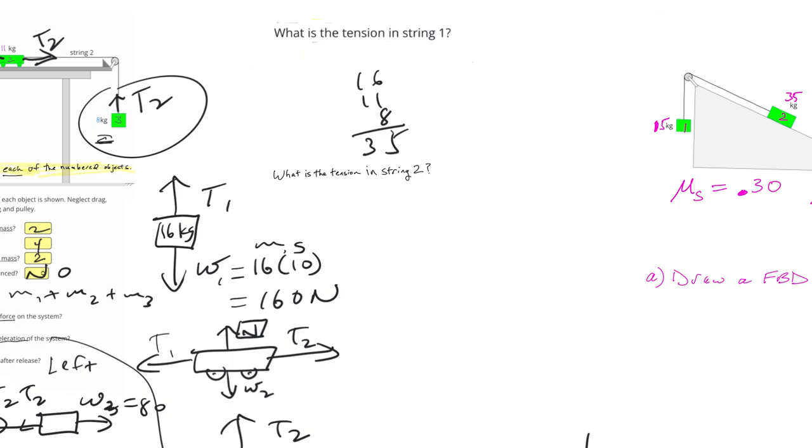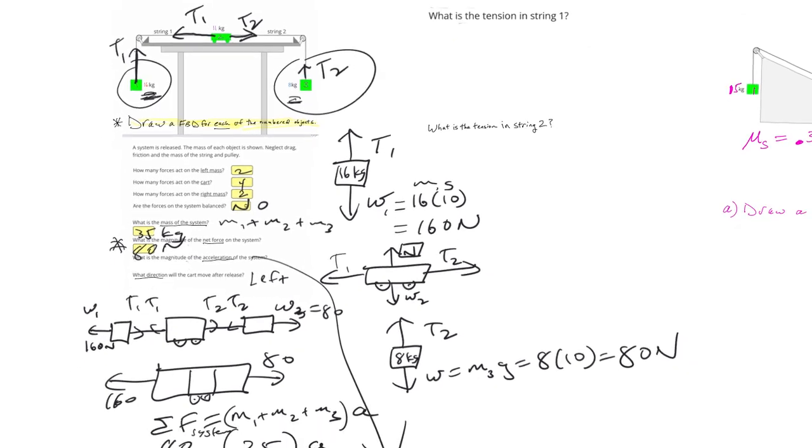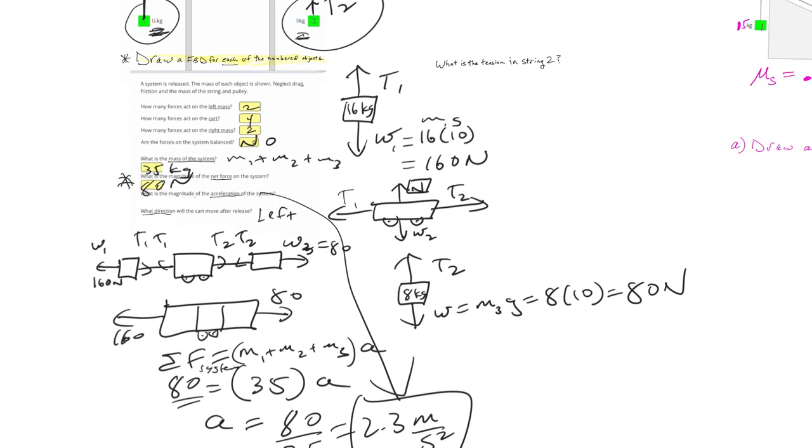So what's the tension in string 1? Okay, so pick the easier of the two things. You're not going to pick the cart because it has 2 unknowns, T1 and T2. So pick the weight 1, the mass 1. So let's do that. So here's T1, here's 160 newtons, this is mass 1.